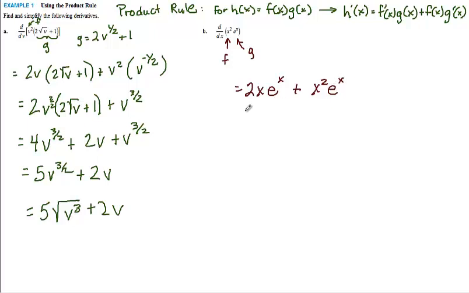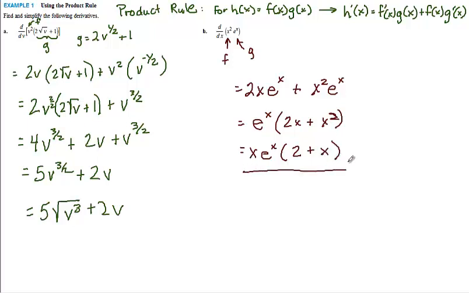I guess if I wanted to, I could leave that as an answer. Might look prettier to do this. Pull out the e to the x, 2x plus x squared. That would be a fine answer. I could also have pulled out an x, so I could say x e to the x times 2 plus x. That looks pretty cool. I think that's my favorite way to leave this answer.